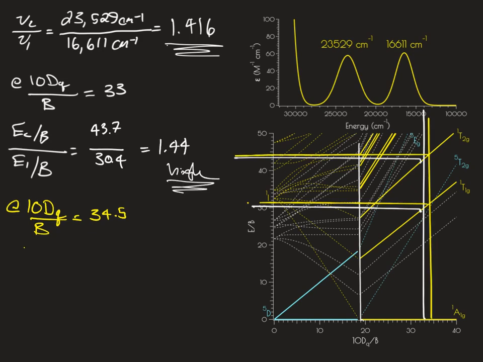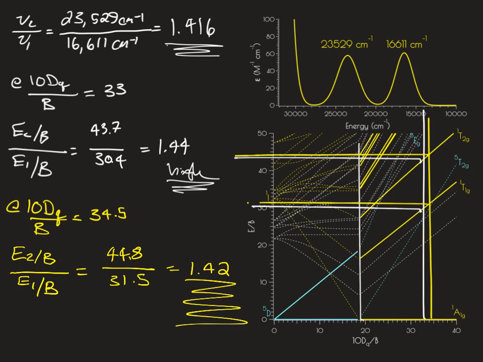Going across, getting our E2 and our E1 over B values, and that's going to equal 44.8 over 31.5, which equals 1.42, which is a good value. It matches the value that we calculated for the ratio of the energy of the transitions fairly well. So we're going to go with a 10Dq over B value of 34.5.